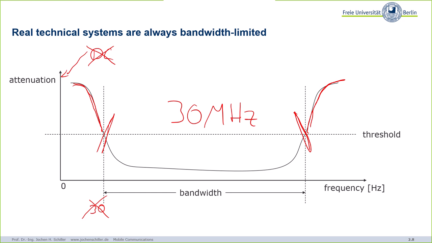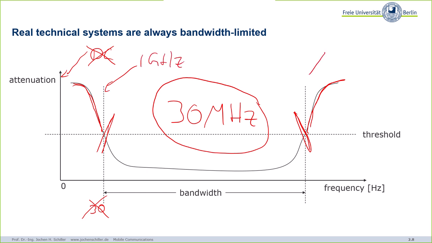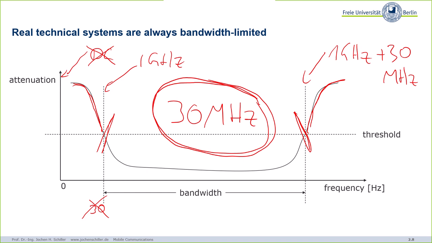One thing that's always difficult for students to understand, and I hope you will understand it way better after the next lecture: these 30 megahertz, we do not care where they actually are. For example, if the lower limit is 1 gigahertz and the upper limit is 1 gigahertz plus 30 megahertz, we still have only these 30 megahertz. If the lower limit is 10 megahertz and the upper limit is 10 plus 30, 40 megahertz, in the end, we have 30 megahertz of bandwidth. And only this bandwidth determines how many bits per second we can transmit.